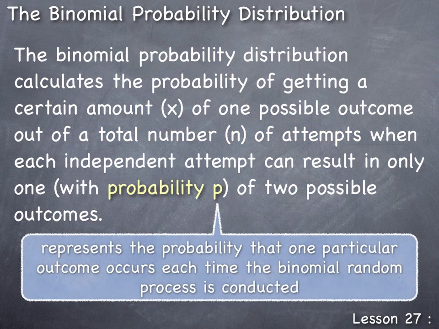P. P represents the probability that one particular outcome occurs each time the binomial random process is conducted. So each time the binomial random process is conducted, there's a specific event that we're interested in, and it either will occur or not occur. P represents the probability that it will occur every time that random process is conducted. And that probability P needs to be the same every time this random process is attempted.